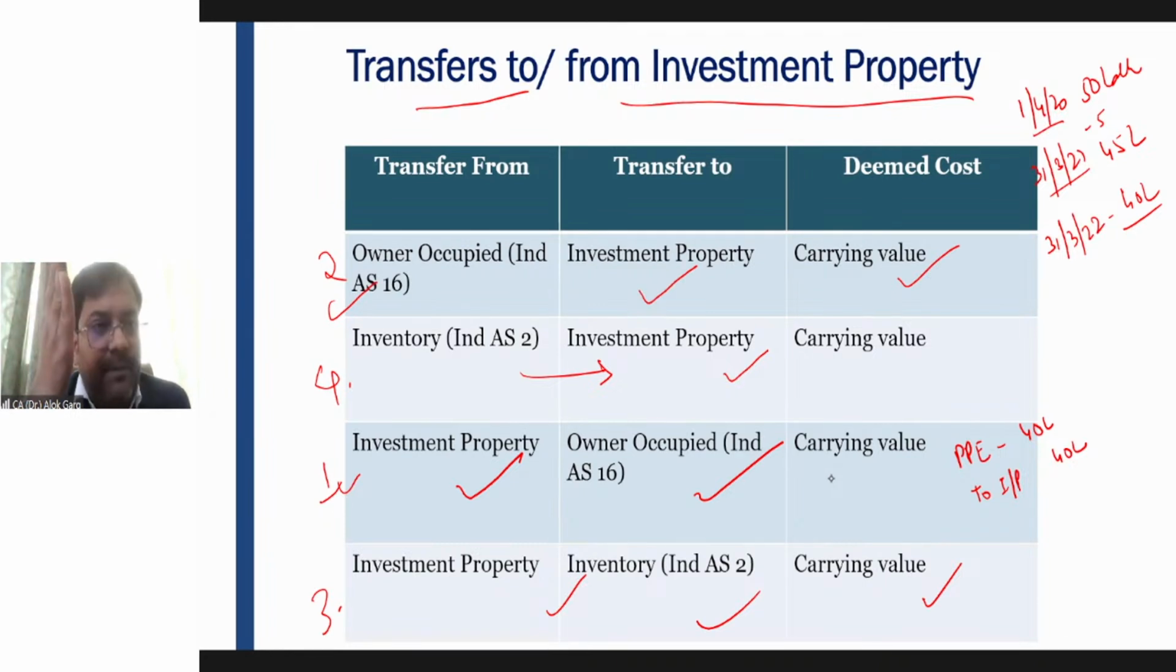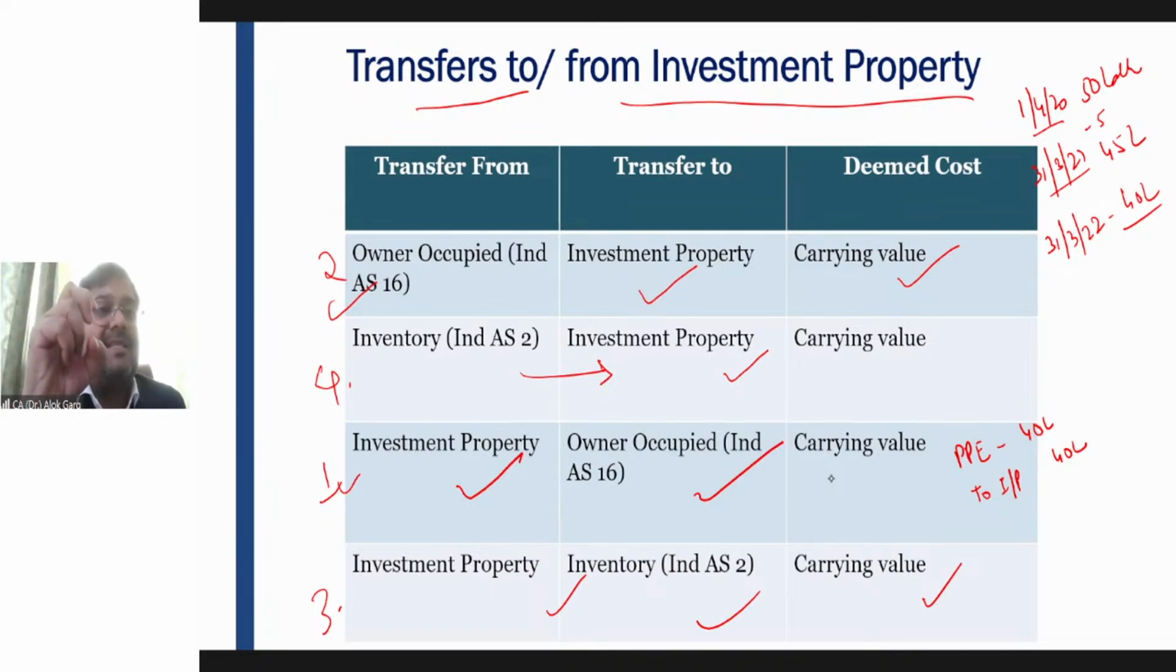The cost for the PP should be, and it is internal. First of all, you need to understand it is not a case of exchange of assets. It is a case of internal change in usage. So whenever there is an internal change in usage, it should not be at fair value. That is very much clear.